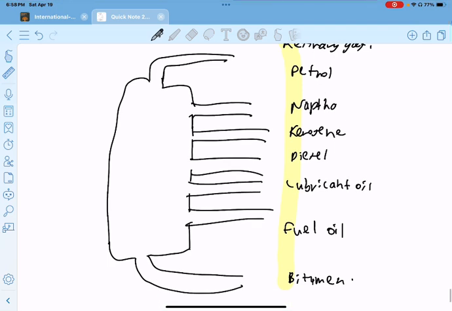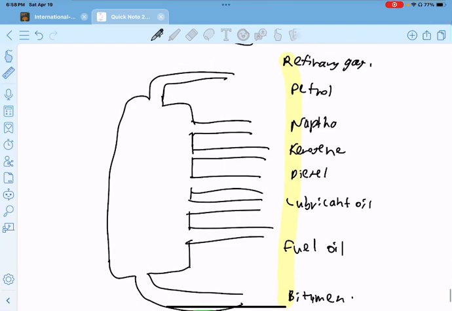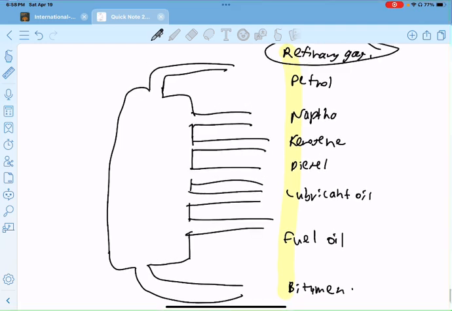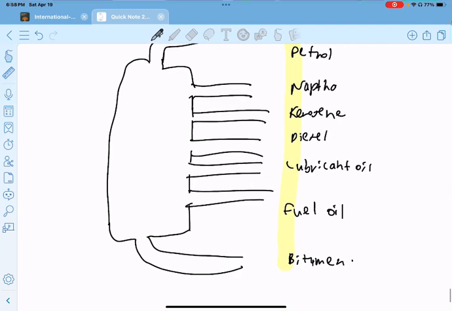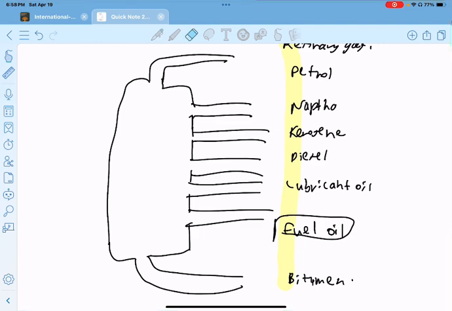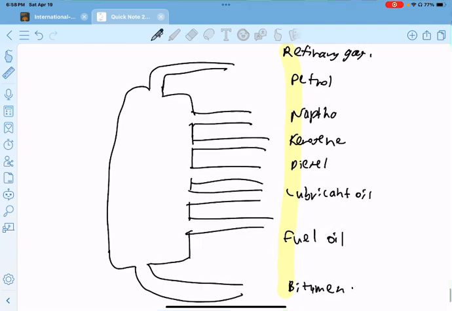An example is you start with bitumen. I like to think of this like Batman, bitumen, and he's always on the ground, I don't know why, but I think of it like that. And at the top is refinery gas because it's the only gas. Then we have the oils at the bottom, so it's lubricant oil and fuel oil. Fuel oil is below because it has lower letters. That's just the way I try and remember it.